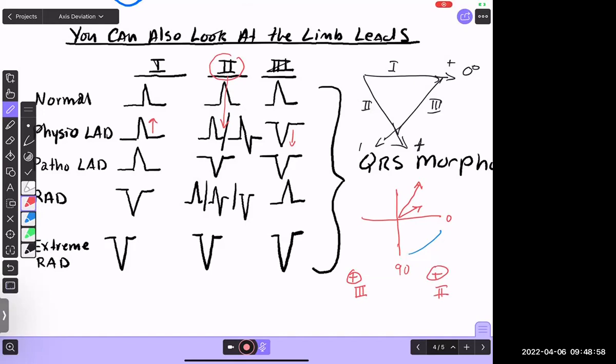And when that happens, you will have a downward deflection of lead 2. So pathological left axis deviation is up, down, down. So 1 is up, 2 and 3 are down. And that's how you can tell that you've transitioned into pathological LAD territory using the limb leads.